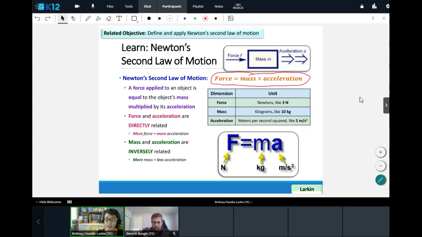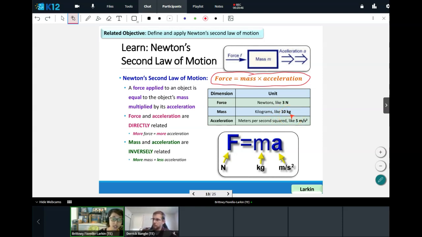All right, so taking a look here, some things that we need to know. Force is measured in newtons. We talked about Sir Isaac Newton on Wednesday, so we have named this unit of force after him. So 3 N would mean 3 newtons. Mass, we learned in our first unit, is measured in kilograms. So, for example, 10 kg stands for 10 kilograms. That would be a mass.